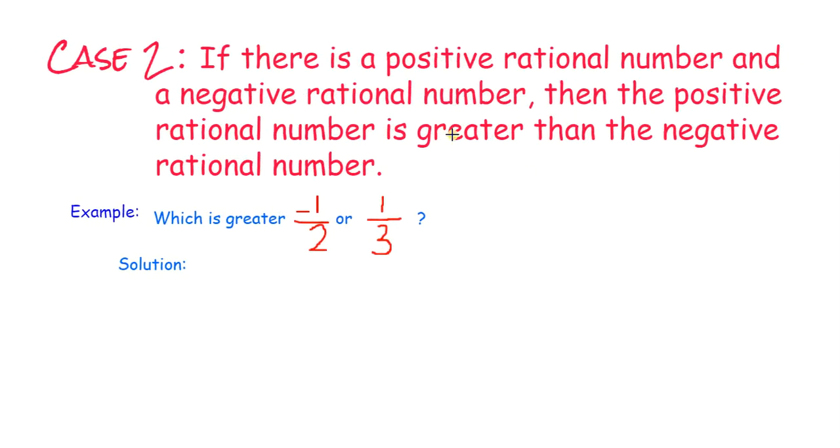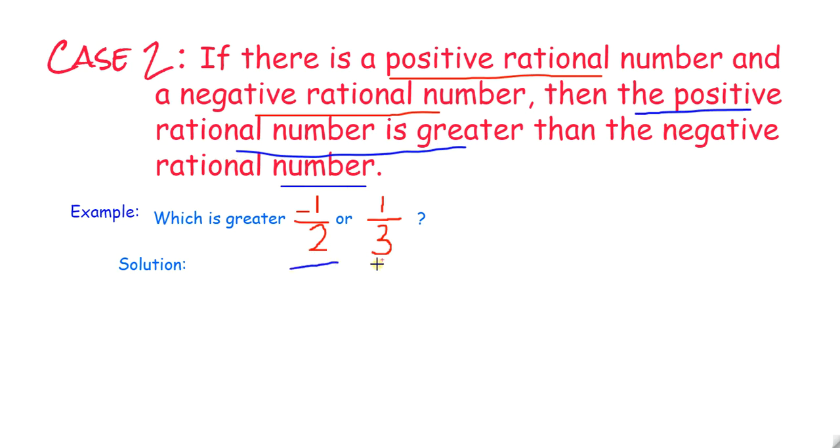Now the second case can be if there is a positive rational number and there is a negative rational number and we are asked to compare both of them. So how can we compare both of these rational numbers? The rule is, obviously, we know the positive rational number will be greater than the negative rational number. So we can directly write down our logic. For example, it says which is greater, minus 1 upon 2 or 1 upon 3. So I can directly write my answer that 1 upon 3 will be greater. And why will it be greater? Because it is a positive rational number and positive rational numbers are always greater than negative rational numbers.